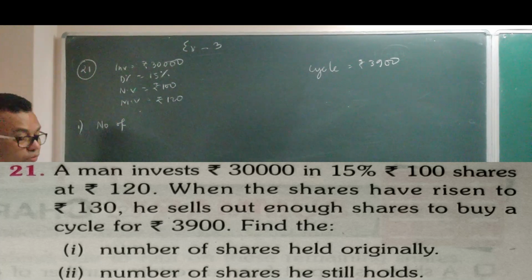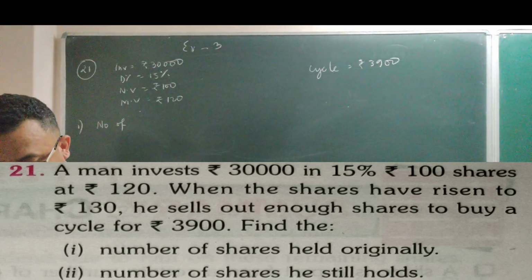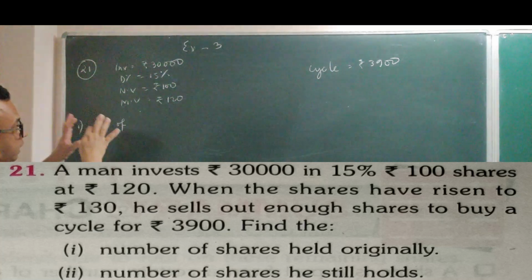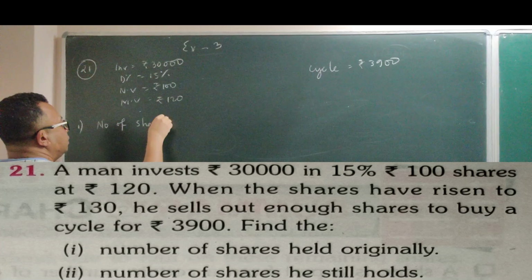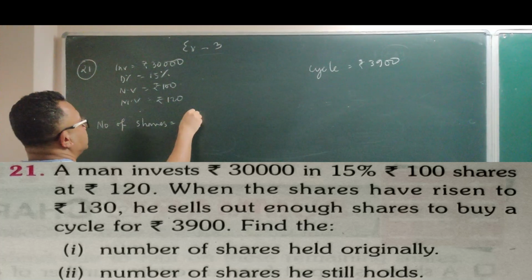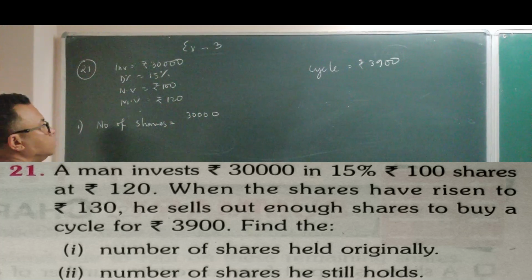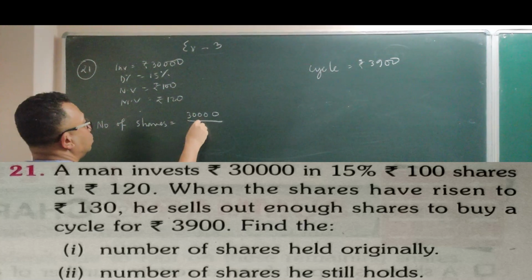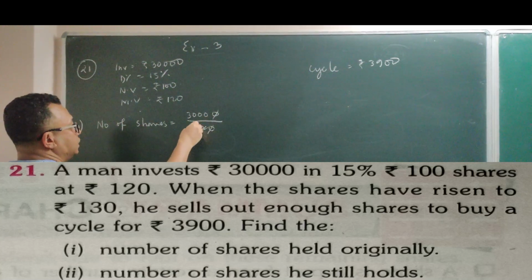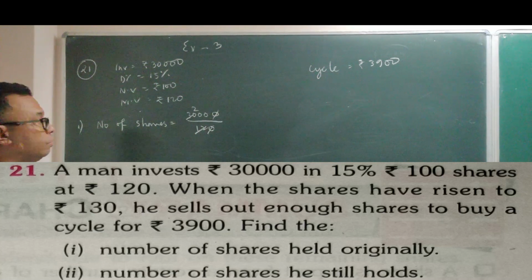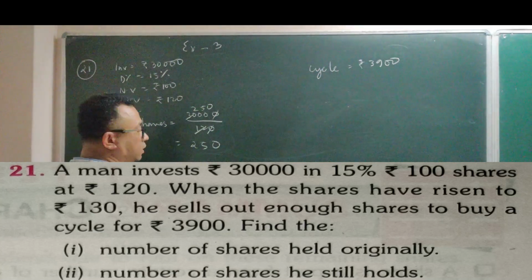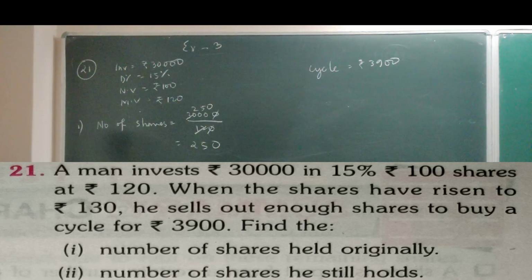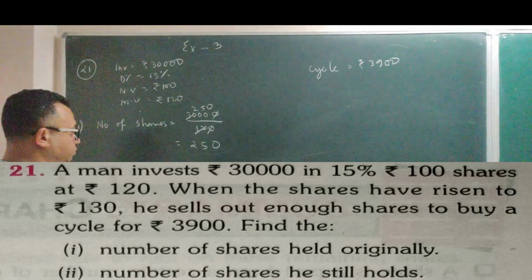Let me find the original number of shares. This is the answer to question number 1. The question is asking what is the number of shares held originally. Original means initially. So number of shares is investment by market value. Investment is 30,000 and market value is 120. As I cancel, 12, 2, 24, 60, 5, 0. So that means he had 250 shares, but now he has to sell some shares.